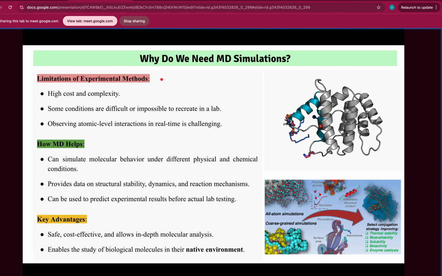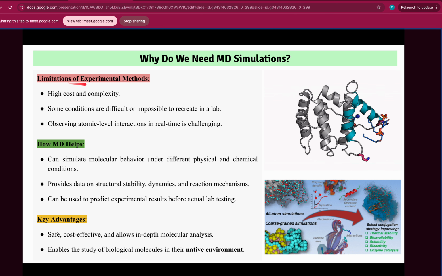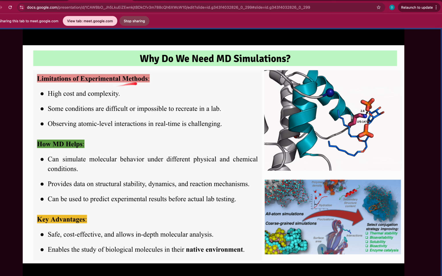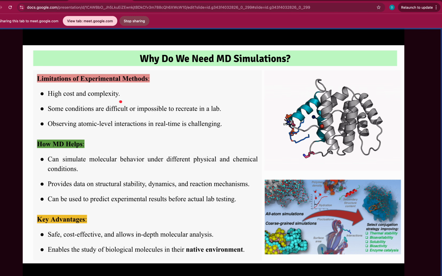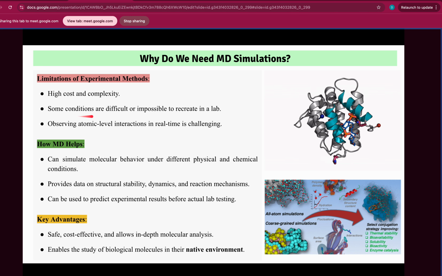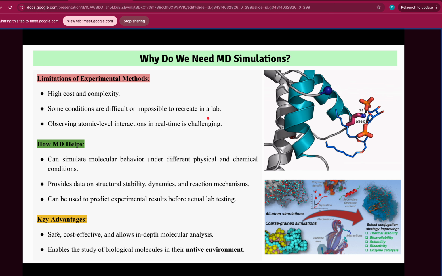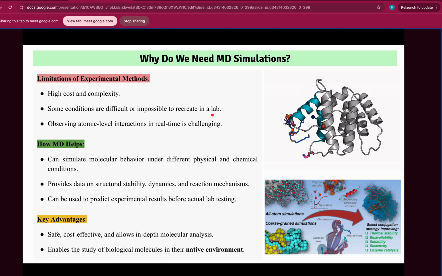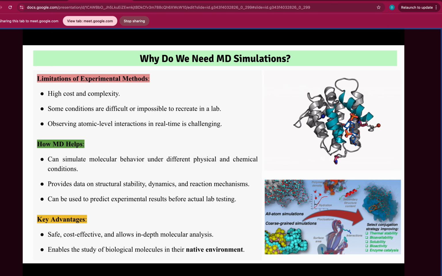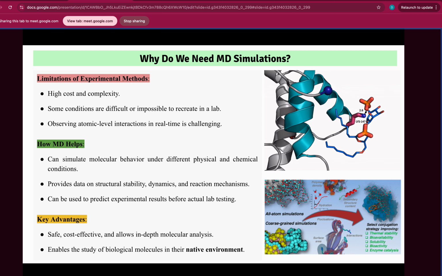This is another slide which talks about why we need MD simulations. We have certain limitations of experimental methods, because they are costly and quite complex, and there are certain conditions which are difficult or impossible to create in a lab. For example, if you want to study galaxies and stars, those conditions cannot be recreated, or it is quite difficult to study them directly.